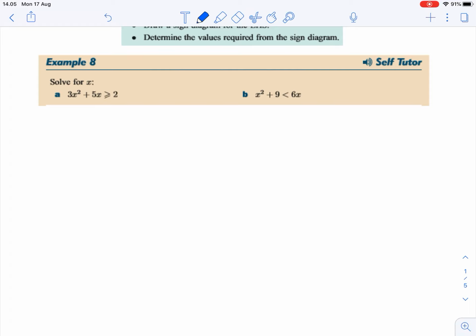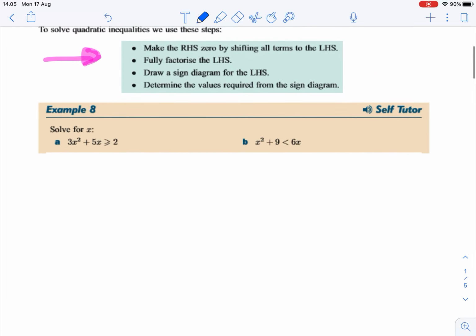Example 8 says solve for x. So we have 3x squared plus 5x is greater than or equal to 2. The first thing I'm going to do here is make the right-hand side 0. So I'm just going to subtract 2 on both sides, and I get 3x squared plus 5x minus 2 is greater than or equal to 0. Then I'm going to factorize the left-hand side, or however you can, trying to simplify and get the two factors here.